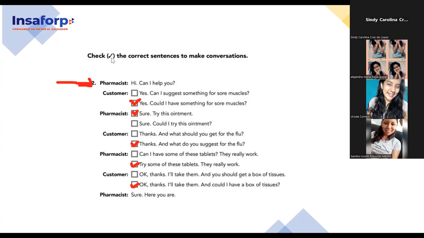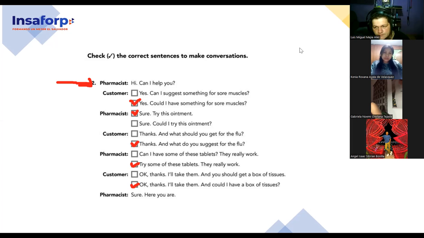Hi, can I help you? Yes, could I have something for sore muscle? Sure, try this ointment. And what do you suggest for the flu? Try some of these tablets. They really work. Okay, then. And could we have a box? This. Sure. Here you are. Wonderful. Thank you so much. Very good.